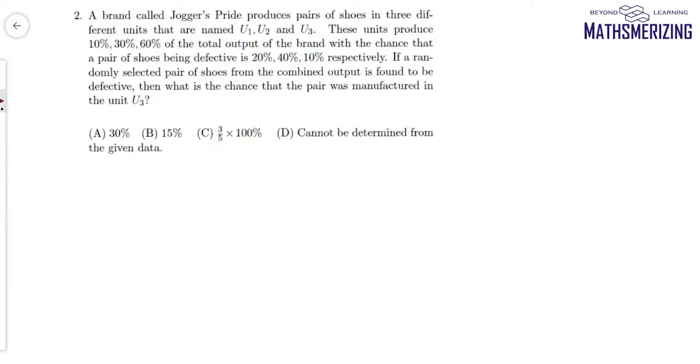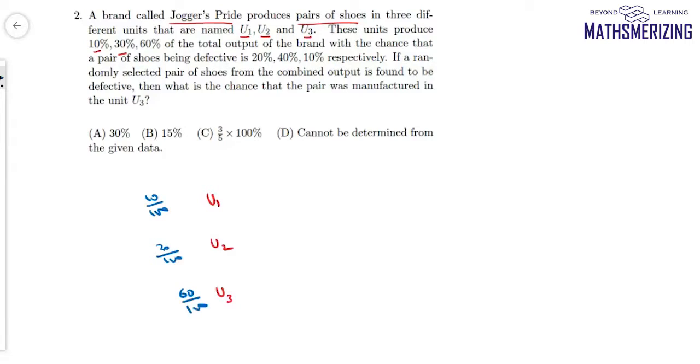Now question number 2 is a standard Bayes theorem question. It says a brand called Jogger's Pride produces pairs of shoes in 3 different units named U1, U2 and U3. So we have 3 events: the product will come from U1 or U2 or U3. These units produce 10%, 30% and 60% of total output. So the probability of getting a product from U1 is 10 by 100, U2 is 30 by 100 and U3 is 60 by 100.